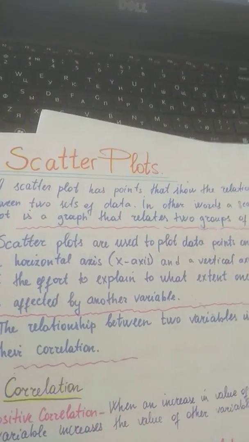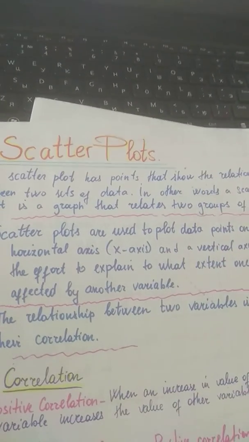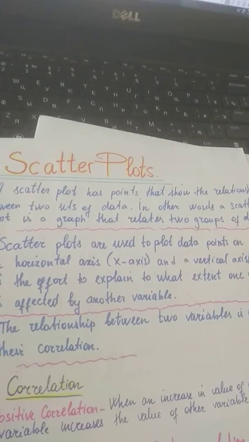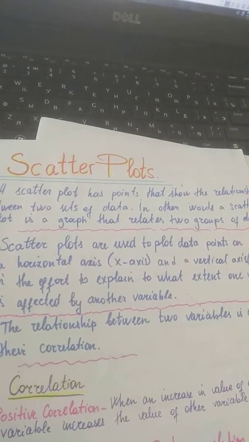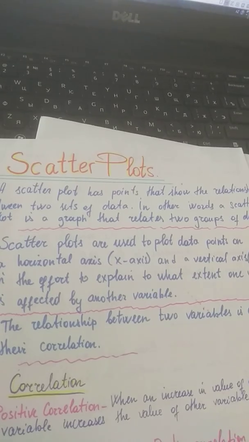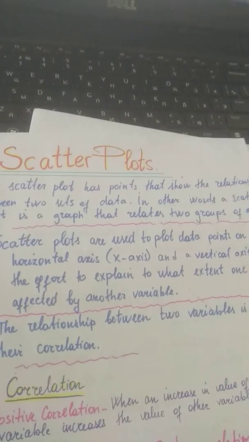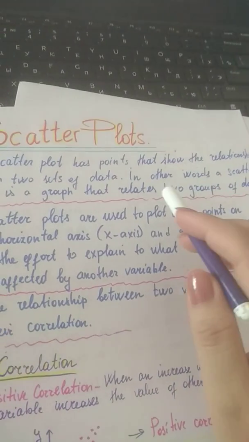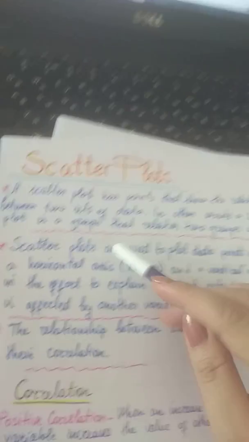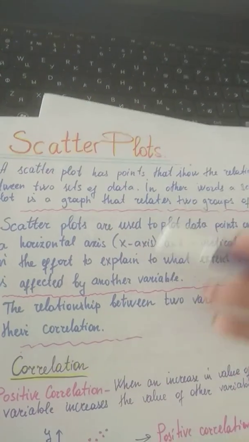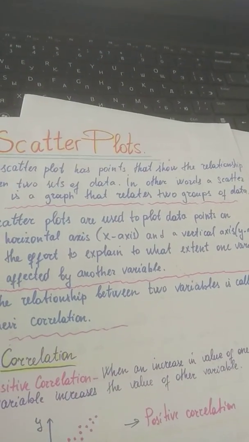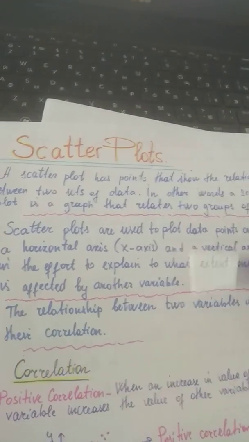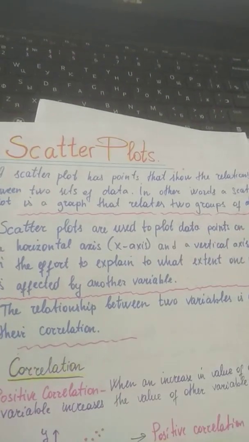For example, if they give us two sets of data information, they can ask us to draw a scatter graph. So we should know how to plot our graphs. In other words, a scatter plot is a graph that relates two groups of data. That's why you can see scatter graphs instead of scatter plots. Both of them are the same thing.